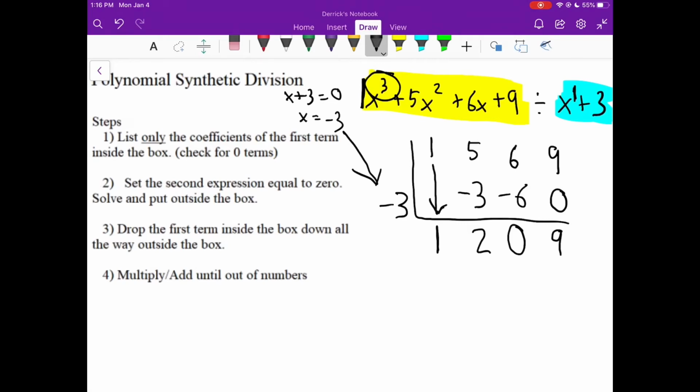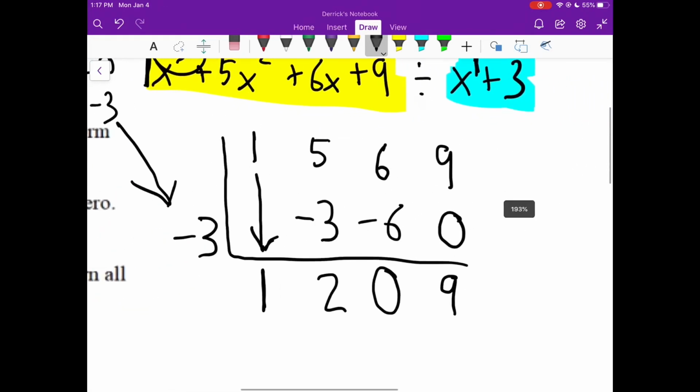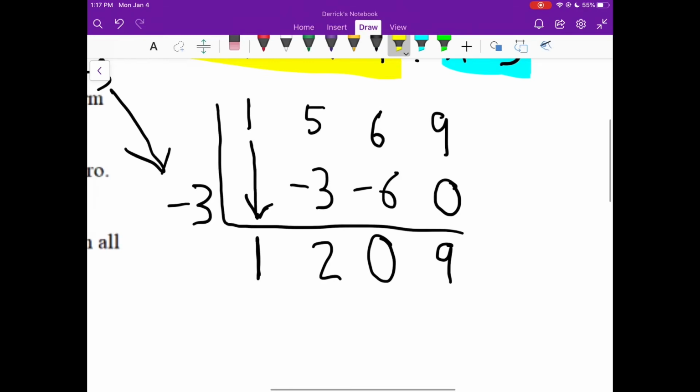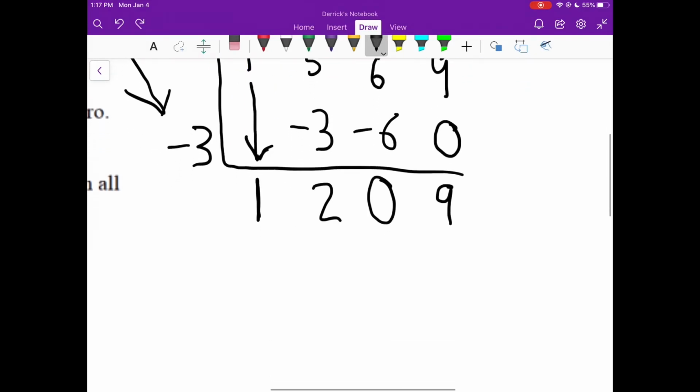Or, to say it even easier, when you want to write your answer, you're always going to start 1 degree, 1 exponent lower than what you originally started with. Meaning this one right here represented the x to the third coefficient. When we do our division, our final answer is going to start with an x squared.